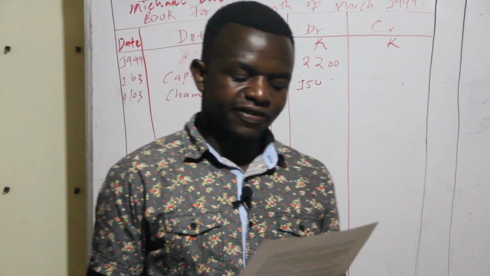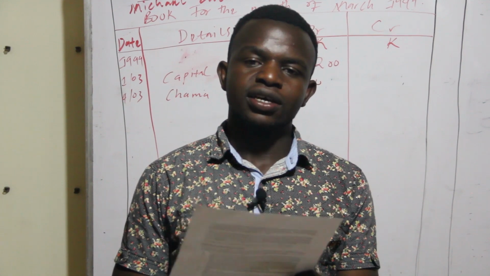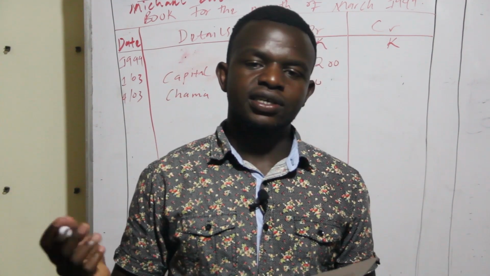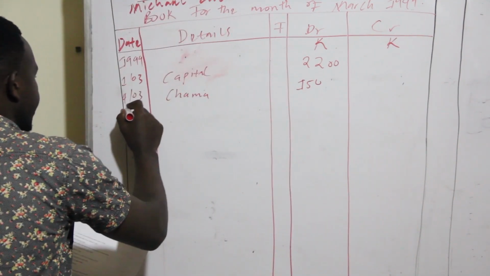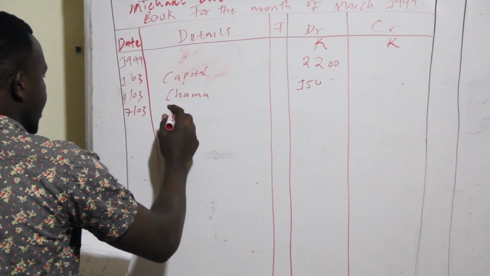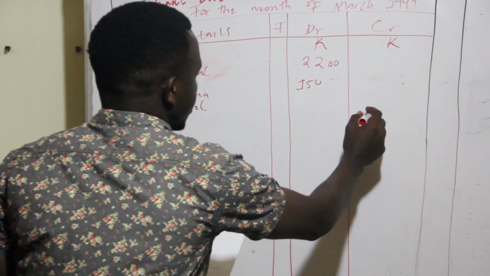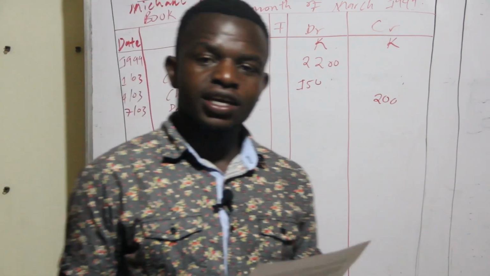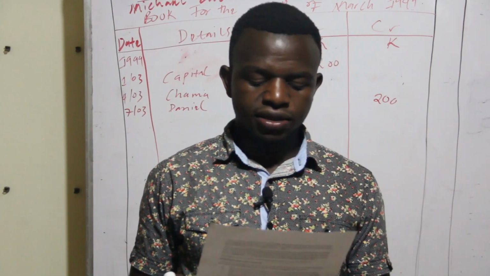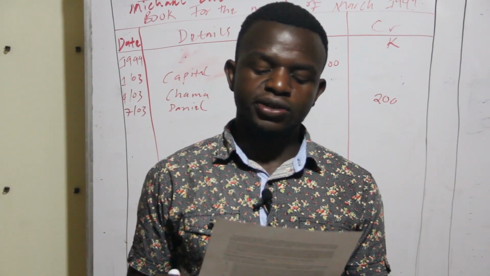Then on the 7th of March, paid Daniel amounting to 200 kwacha. That means money was going out of the business, so we record it on the credit side. We have 7th of March, Daniel, amounting to 200 kwacha.